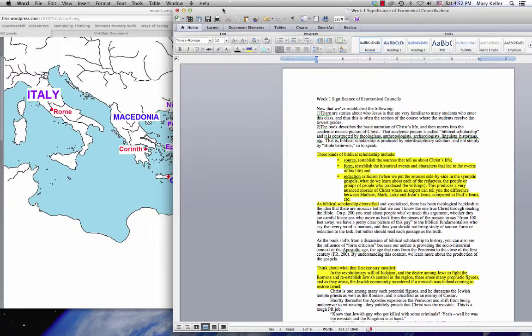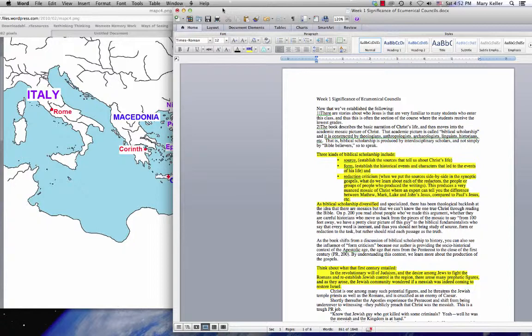There are three kinds of biblical scholarship, and they include source, form, and redaction. So source, you just find out, it's like listing an index of what the sources available are. Form is to establish the historical events and characters that led to the events of his life. So that's a little bit like socio-historical study.